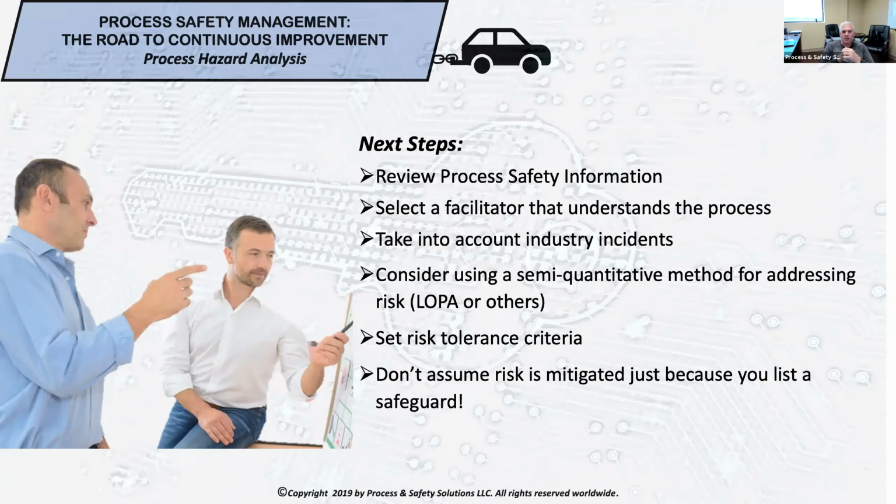Set risk tolerance criteria. A lot of facilities do not understand that they don't have to put in every safeguard possible to reduce it down to a level A all the time. What they have to be able to do is develop their risk matrix so that they understand what their risk tolerance is. If they want to mitigate everything to as low as reasonably possible, then that needs to be set in their risk tolerance criteria.